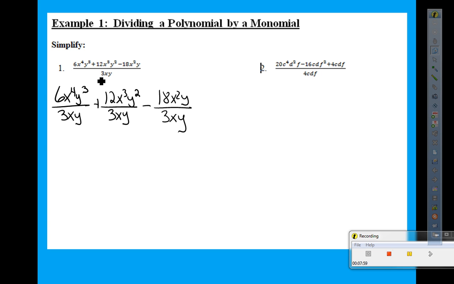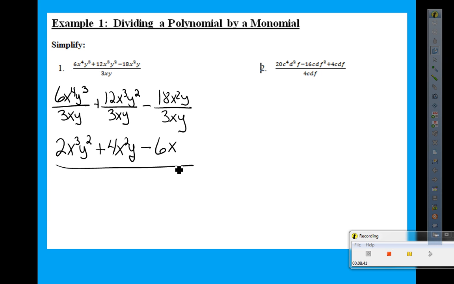Now we're going to quickly simplify this. 6 divided by 3 is 2. X to the 4th over x is x to the 3rd. Y cubed over y is y squared. Now I'm going to move to my next term. Plus 12 divided by 3 is 4. X cubed over x, subtract your exponents and get x squared. Y squared over y is y. 2 minus 1 is 1. Minus 18 divided by 3 is 6. X. The y's cancel out, so right there's my answer.